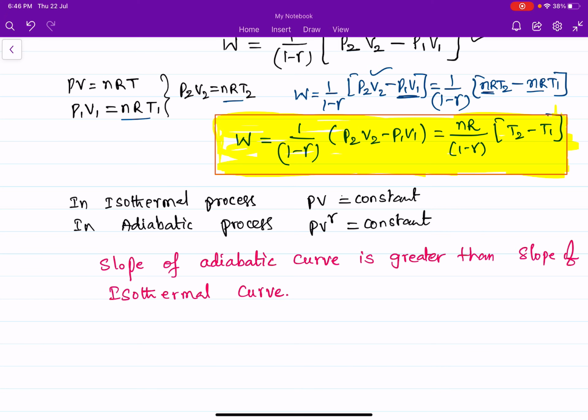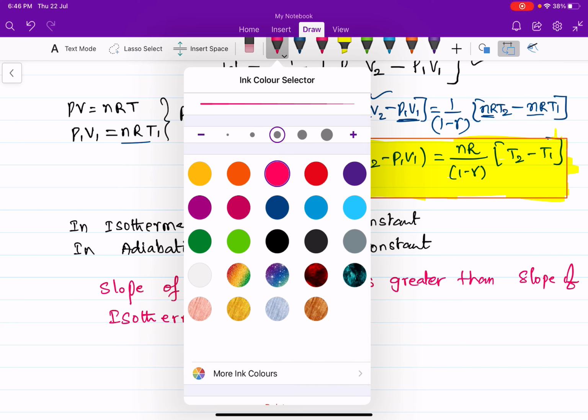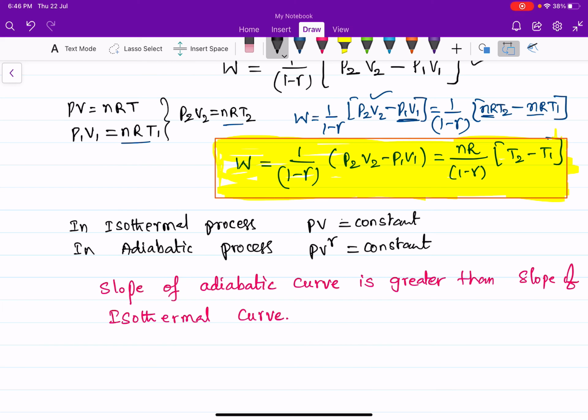So just remember this. Slope of adiabatic curve is greater than slope of isothermal curve, because PV to the power gamma equal to constant in the case of adiabatic process and PV equal to constant in the case of isothermal process. We can prove this, but it is beyond the scope of the syllabus. So simply just remember this.